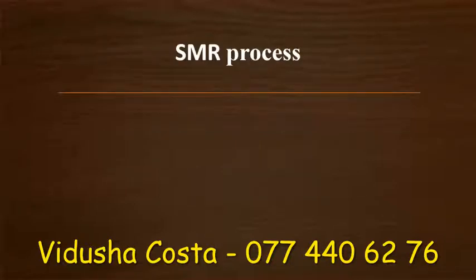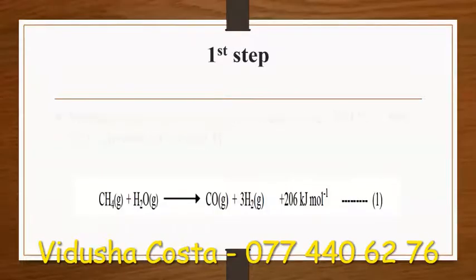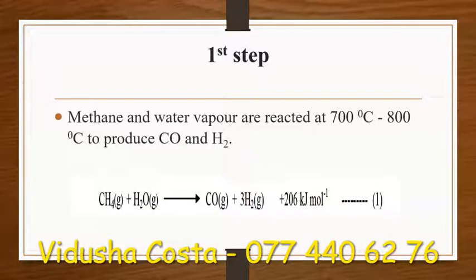If you focus on the SMR process, there are two steps. I can simply say first step, second step. Actually, there are names for them. The first step is the reaction of methane and water vapor at a temperature of about 700 degrees Celsius to 800 degrees Celsius to produce carbon monoxide and hydrogen gas. That is the first reaction.